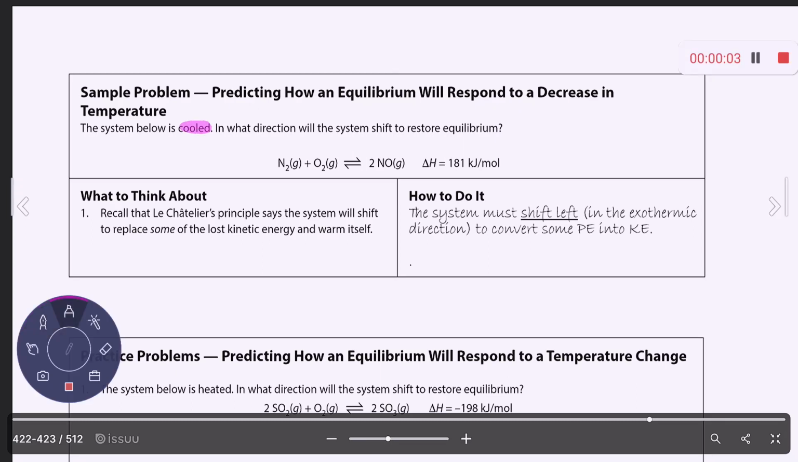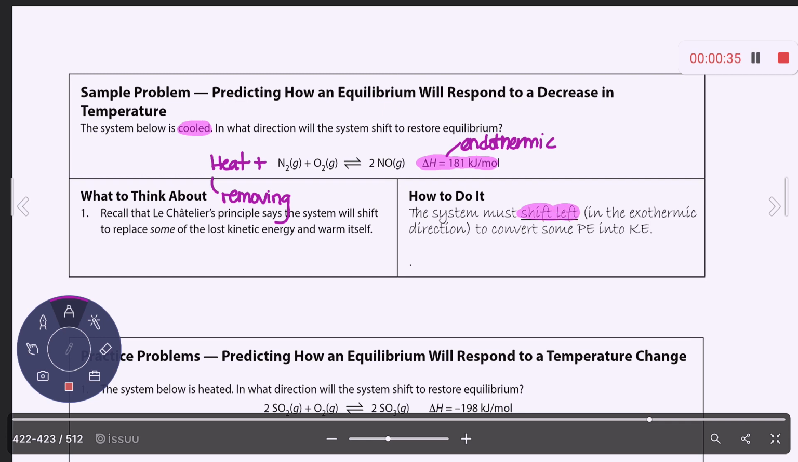Okay. Here we're cooling it, so the temperature is dropping. It's the same reaction. It's a positive delta H, so that means this is an endothermic process. That means heat is a reactant, but we are removing some heat when we cool it. So if I remove a reactant, wouldn't I move in its direction to bring it back? Okay, so that's why we are shifting left.